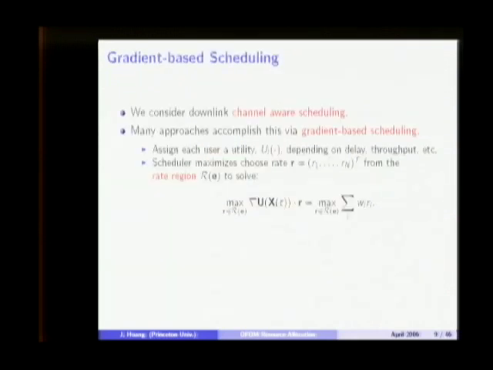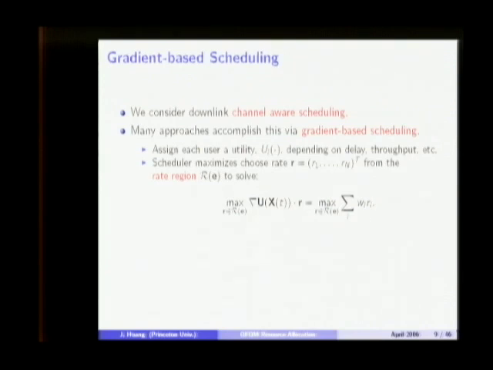So here we consider joint scheduling and power allocation in a WiMAX network, where we consider downlink transmission with channel-aware scheduling. Essentially, at each time slot, each scheduling interval, the scheduler at the base station will take into account the channel conditions of the users and try to schedule which user to transmit. Within the time slot, it uses OFDMA to multiplex across users. Many of these existing channel-aware scheduling algorithms can be thought of as gradient-based scheduling.